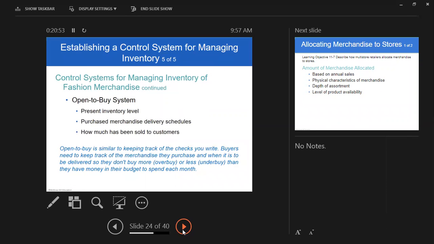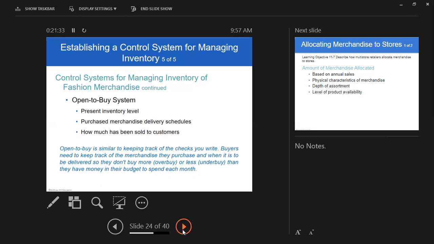And then we have also a control system in terms of managing inventory of fashion merchandise. You can have an open to buy system. Open to buy system is a system that keeps track of buyer merchandise. So if let's say they purchase, and if they overbuy, or maybe underbuy, depending on the spending budget that is available coming from the customer itself.